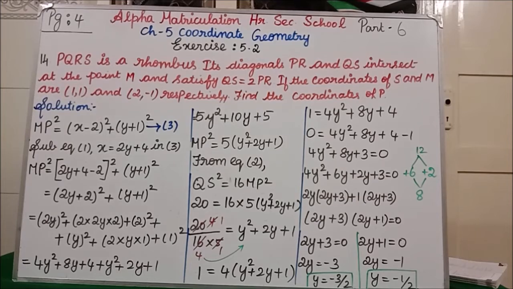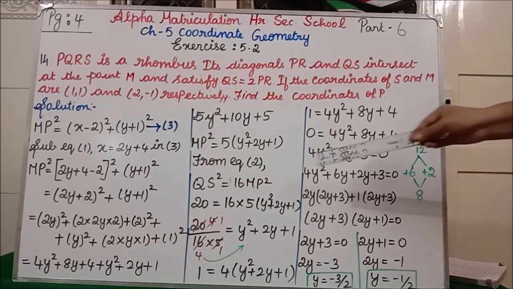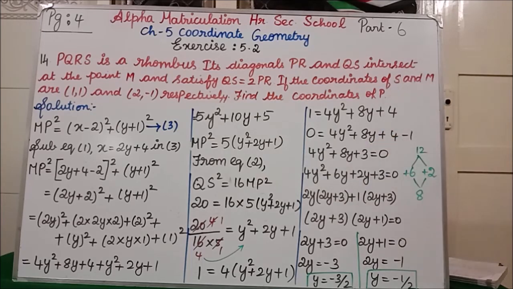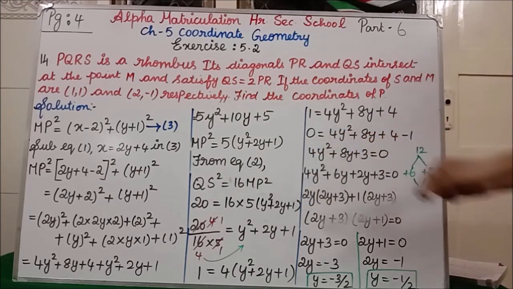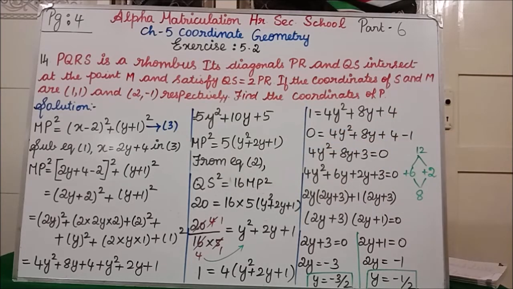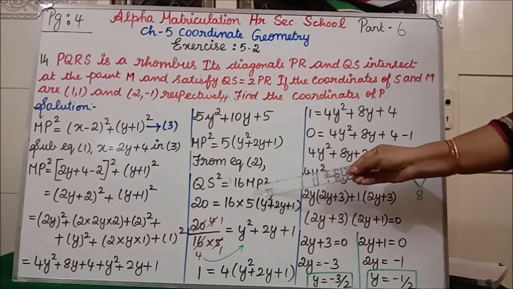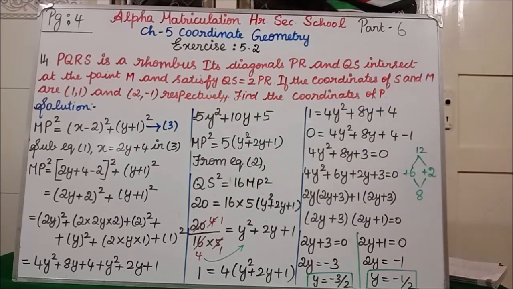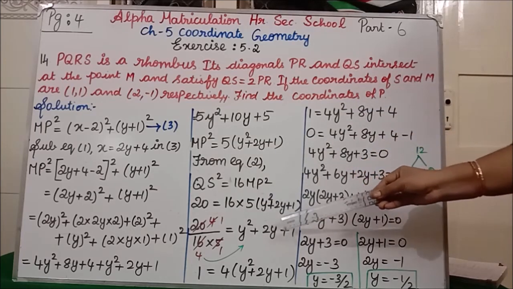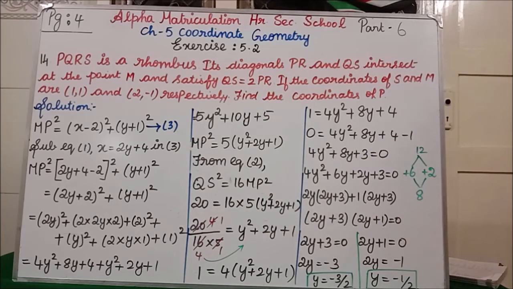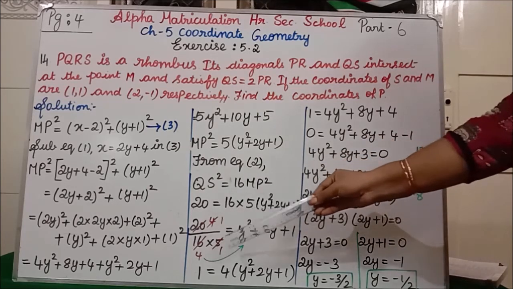Now what we have written in equation 2. QS square is equal to 16 MP square we have written, isn't it? See, that only I have written here, equation 2. This is our equation 2. QS square equal to 16 into MP square. We know now QS square value and similarly we know MP square value also. QS square value is what? 20. So I have written here 20. 16 MP square value is what? So 5 into y square plus 2y plus 1. Clear?